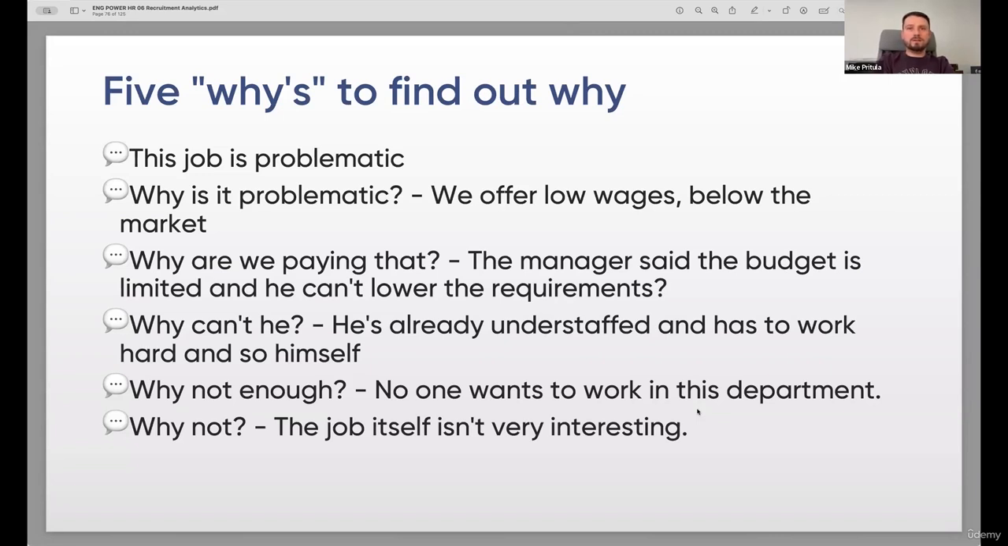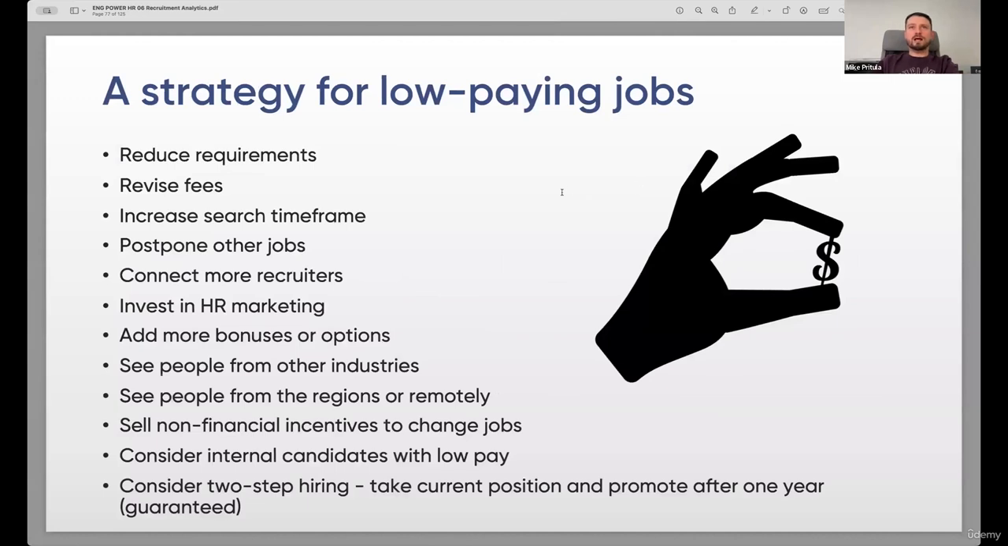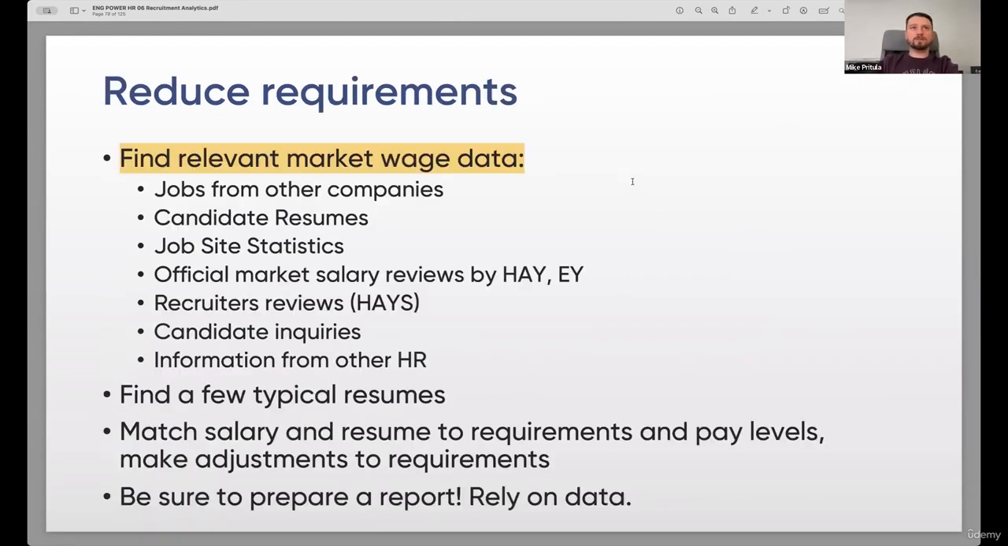Why not enough? No one wants to work in this department. Why not? The job itself is not very interesting. You may even ask more than five whys to find the root of the problem. Now, several strategies to deal with the most common problems with vacancies, and we are starting from low-paying jobs.